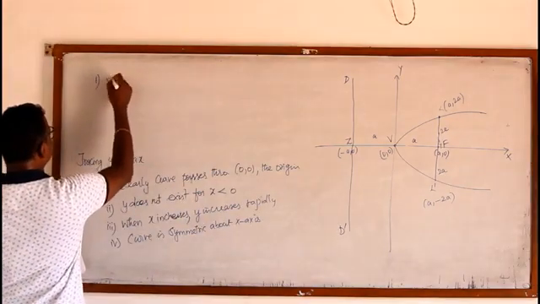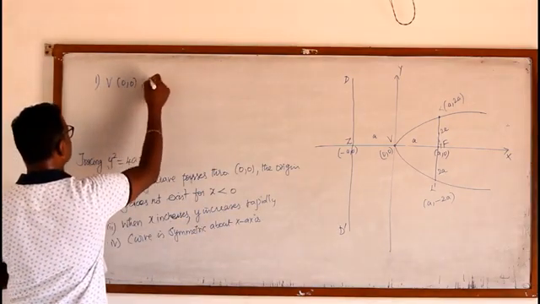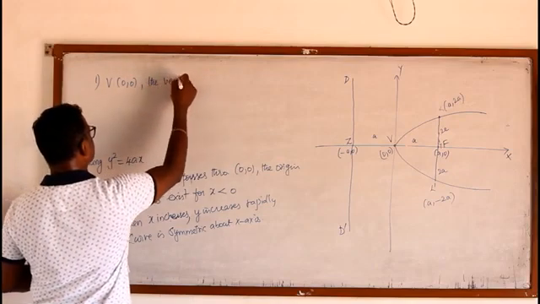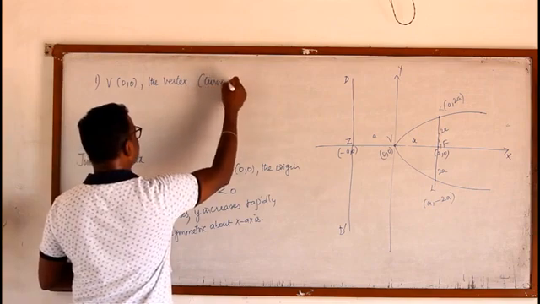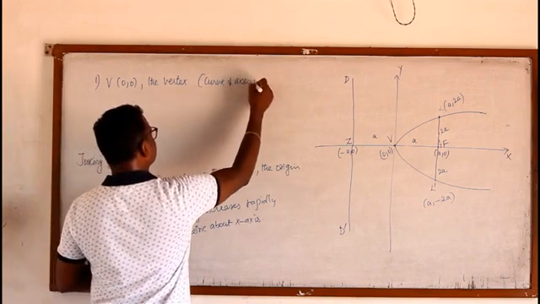First one, the vertex V is 0 comma 0, the point where the curve and the axis intersect.